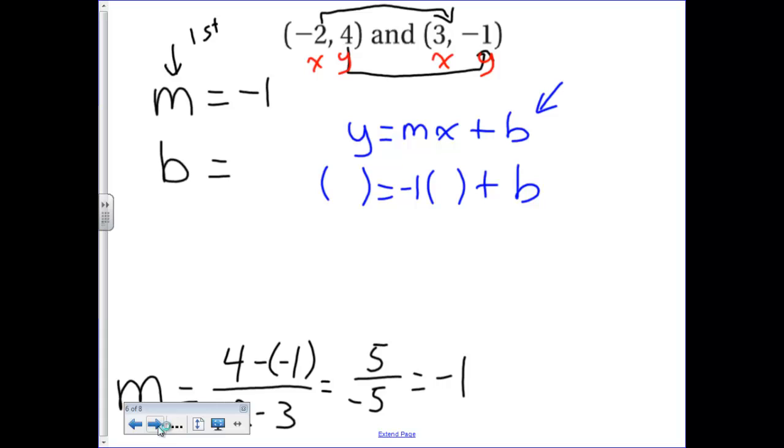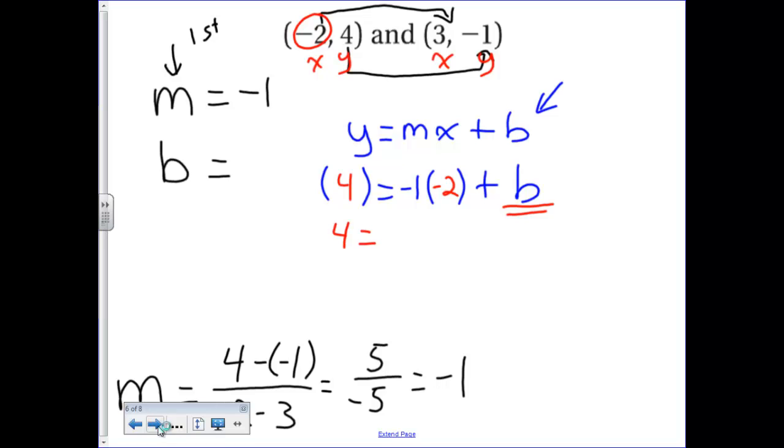I'm going to choose the first one. So the x value is negative 2, goes in place of this x, and the y value is 4. Now instead of having 3 variables, I only have one variable left to solve for, which is my b value. Now all I got to do is use a little bit of algebra and solve for b.